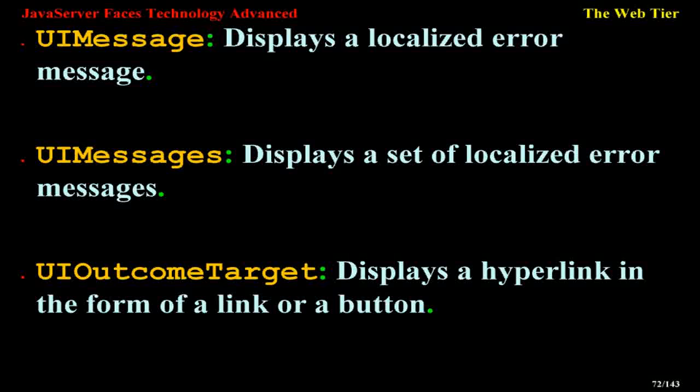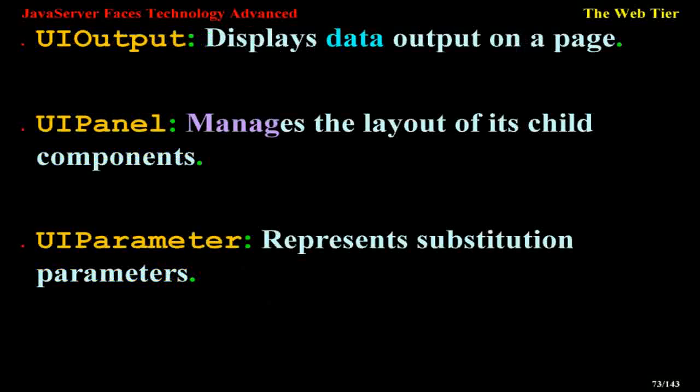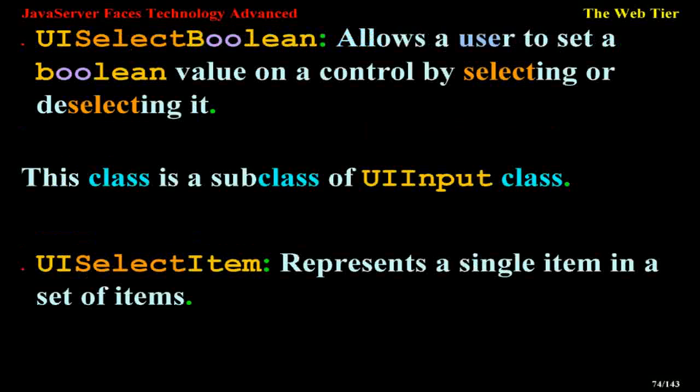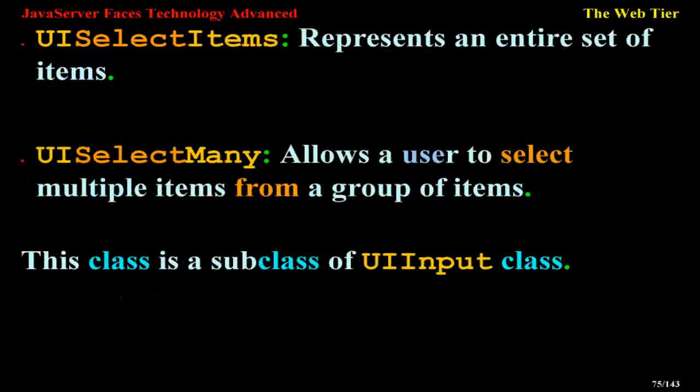UIOutcomeTarget displays a hyperlink in the form of a link or a button. UIOutput displays data output on a page. UIPanel manages the layout of its child components. UIParameter represents substitution parameters. UISelectBoolean allows the user to set a Boolean value on a control by selecting or deselecting it. This class is a subclass of UIInput class. UISelectItem represents a single item in a set of items. UISelectItems represents an entire set of items.